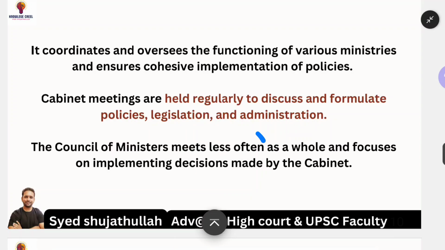Jyotiraditya Scindia, Ministry of Development of North Eastern Region and Telecom. Bhupender Yadav, Ministry of Environment, Forest and Climate Change. Gajendra Singh Shekhawat, Ministry of Culture and Ministry of Tourism. Annapurna Devi, Ministry of Women and Child Development. Smriti Irani ji was actually holding this, but she lost the election with a big margin. She is not there anymore. Kiren Rijiju, Ministry of Parliamentary Affairs and Ministry of Minority Affairs. Hardeep Singh Puri, Ministry of Petroleum and Natural Gas. Mansukh Mandaviya, Ministry of Labour and Employment and Ministry of Youth Affairs. Kishan Reddy of our Telangana, Ministry of Coal and Mines.